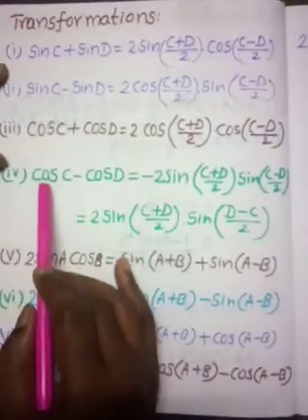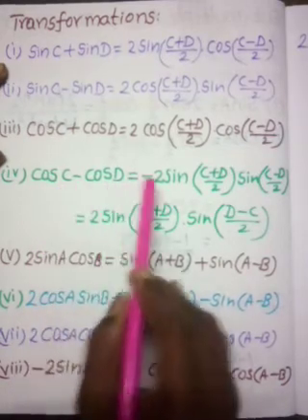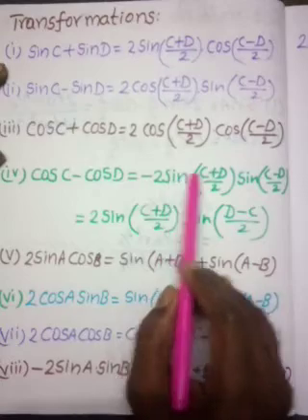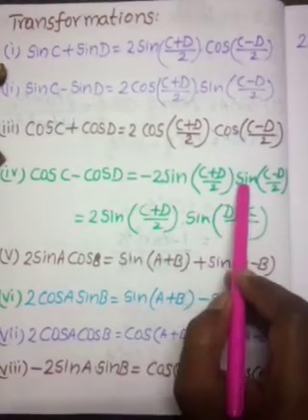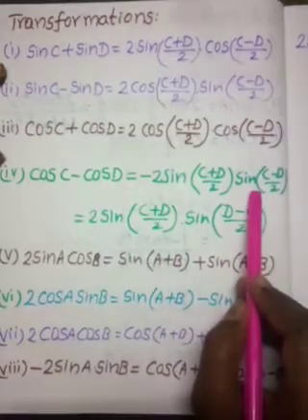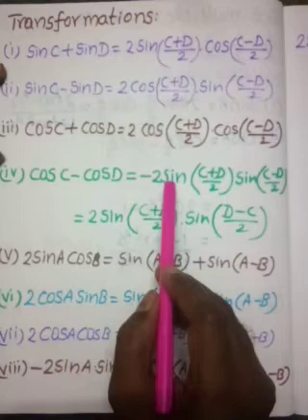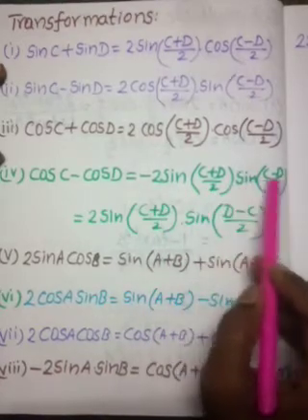Now come to this formula, cos c minus cos d. Cos c minus cos d is equal to minus 2 sin (c plus d by 2) sin (c minus d by 2). I repeat this formula. Listen carefully, my dear children. Cos c minus cos d is equal to minus 2 sin (c plus d by 2) sin (c minus d by 2).